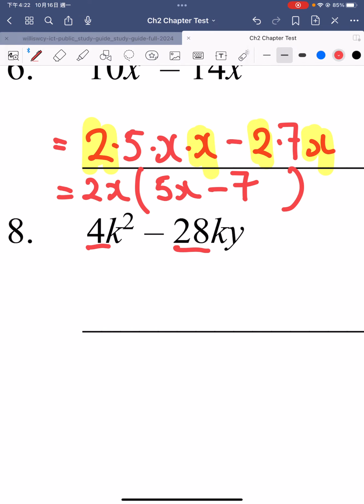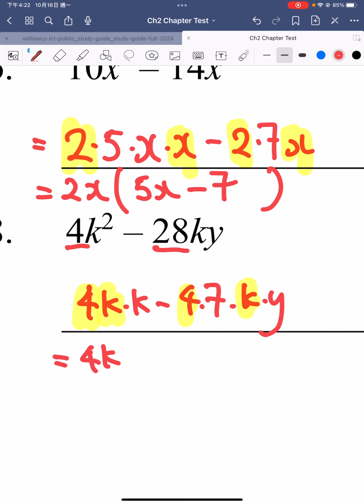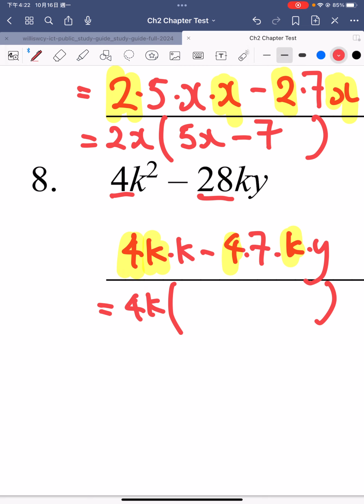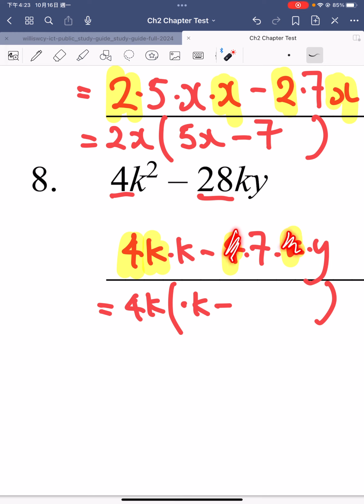So 4 and 28. The 28 is a multiple of 4. So we can write it as 4k times k minus 4 times 5 times k times y. So now we can say that 4 is the common factor. k is actually the common factor as well. So now we take out the 4k, then we write a bracket immediately. So 4k times k divided by 4k, we are still left with k. So we have k minus 4 times 7 times k times y. We eliminate the 4 and k. What we are left with is just 7 times y.